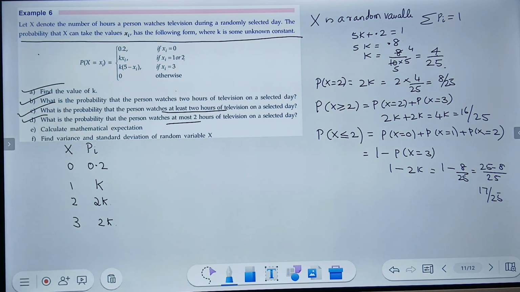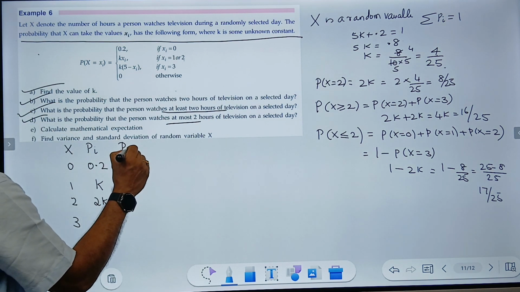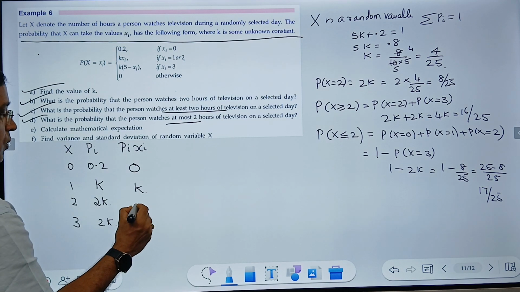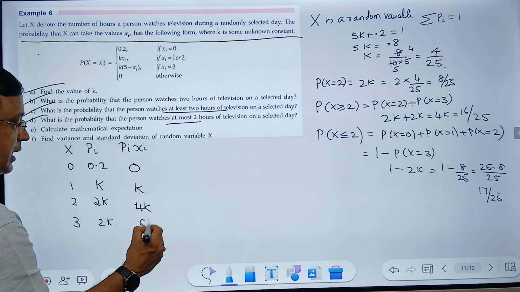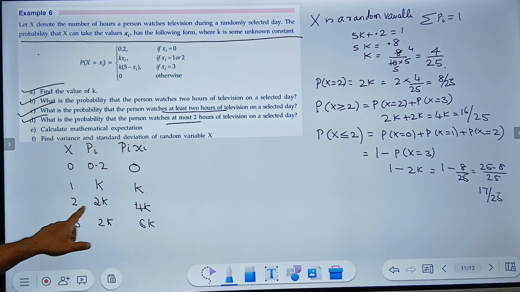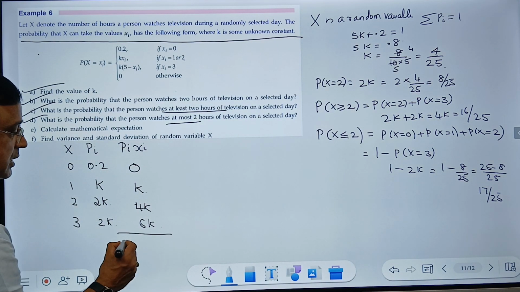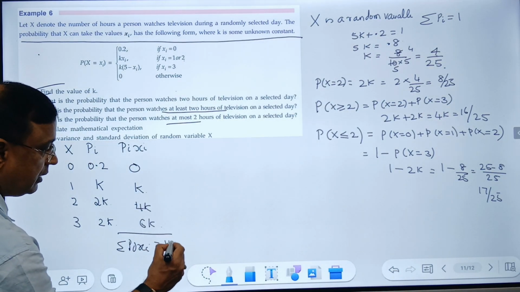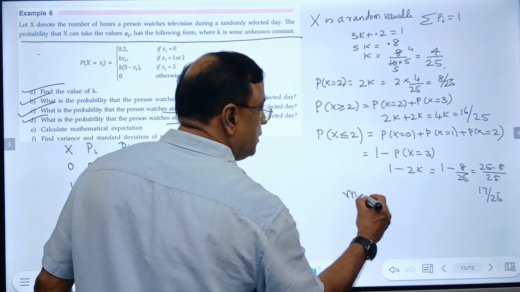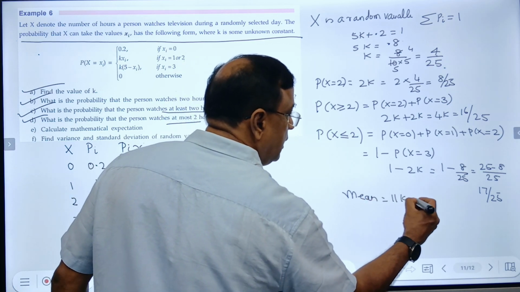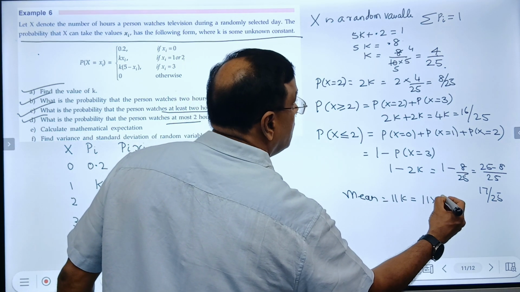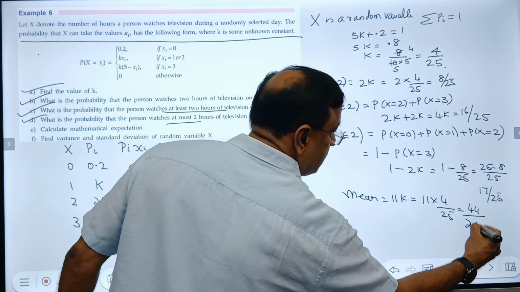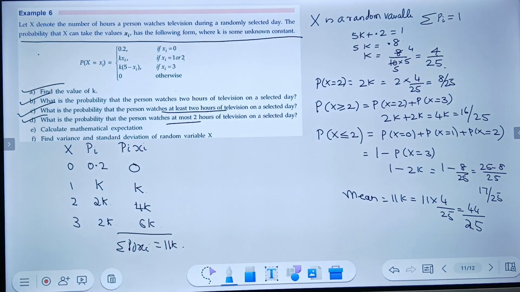Calculate the mathematical expectation. So he is asking you to find the mean. pi xi is 0, k, 4k, 6k, correct? So what is sigma pi xi? It is nothing but 11k. So my mean is 11k, which is 11 into 4 by 25, which is 44 by 25. Is that clear? Which is 44 by 25.